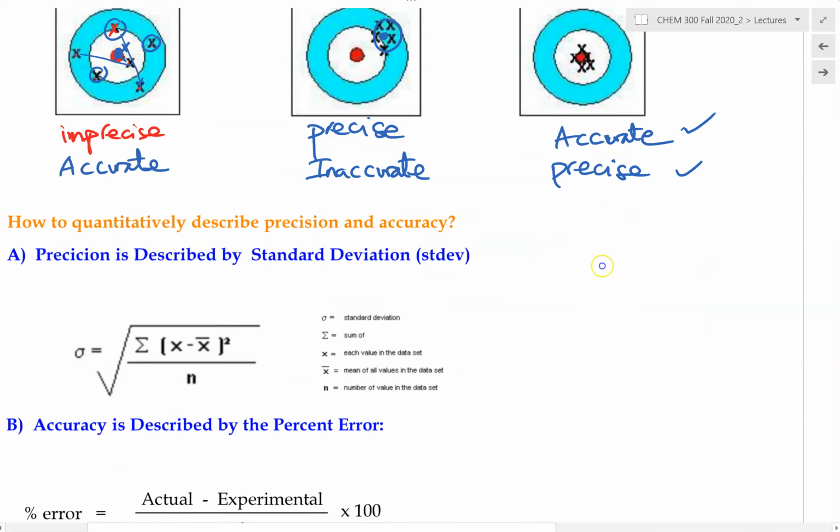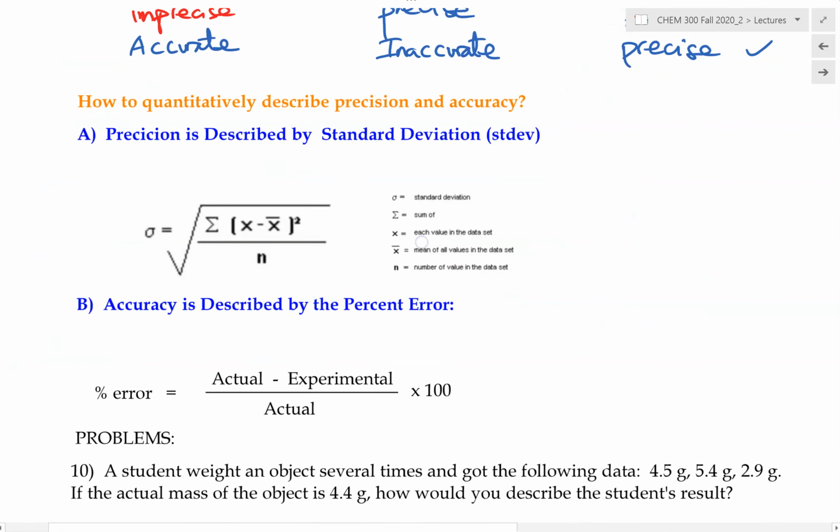Now, how do we then quantitatively describe precision and accuracy? And this is basically referred to a set of experimental data. So when we perform an experiment and collect a set of data, we can then further describe our precision and our accuracy by doing the following.